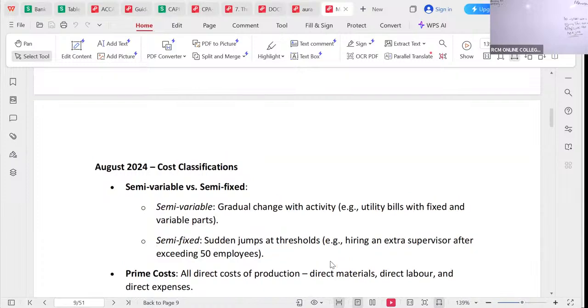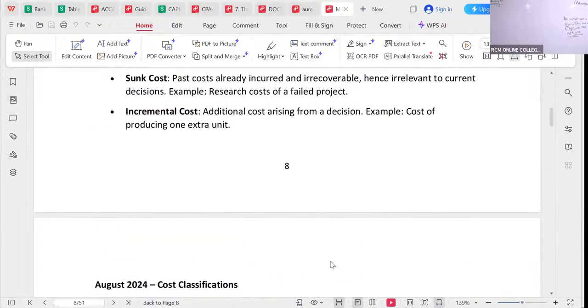So that is an incremental cost, additional cost arising from a decision. Example, cost of producing one extra unit.